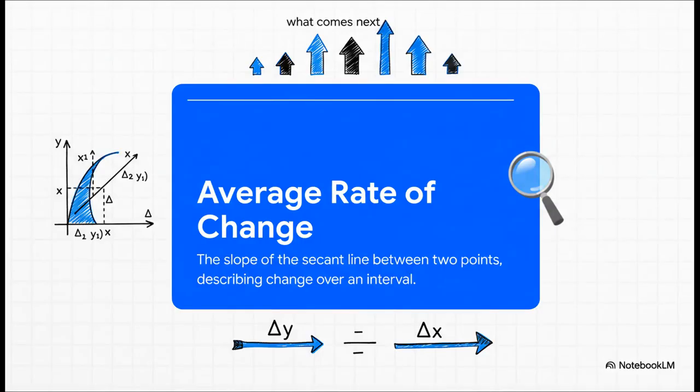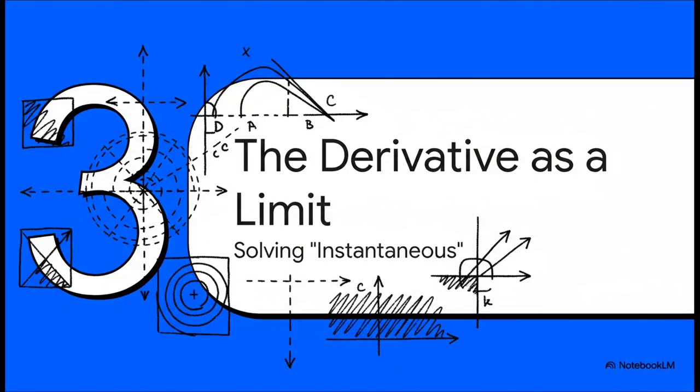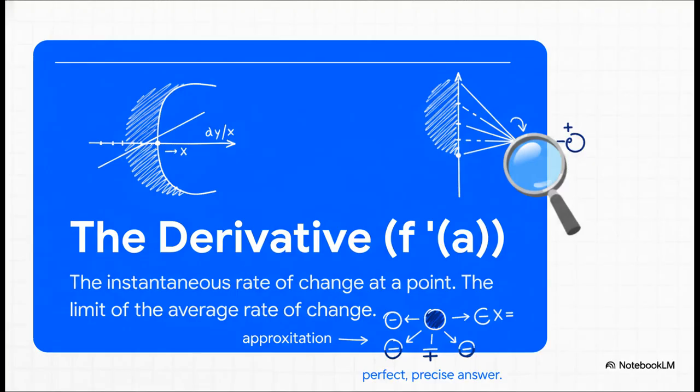So just to put a name on it, what we were doing with that secant line, that's called finding the average rate of change. It's really just that classic rise over run formula you might remember from algebra. It's a simple idea, but it's the absolute foundation for what comes next. You know, this whole idea of inching closer and closer to an answer without quite touching it? That is a huge fundamental concept in calculus. It's called a limit. And the specific limit we just found by shrinking that distance between our points has a very important name. And that name is the derivative.